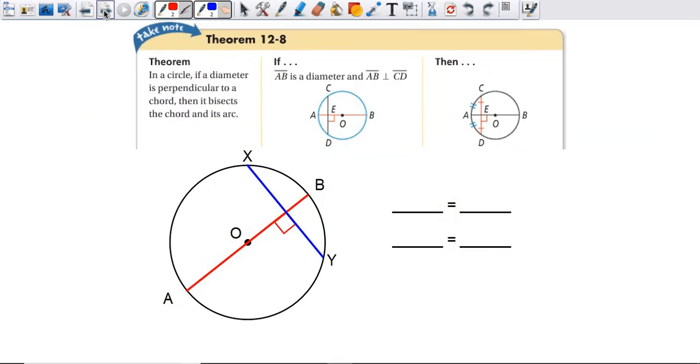All right, flipping over to the back side. In a circle, if a diameter is perpendicular to a chord, then it bisects the chord and its arc, okay?